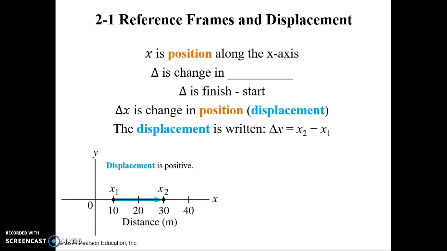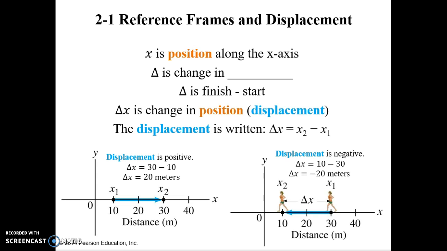Below is an example of a positive displacement. According to the equation, x sub 2 minus x sub 1, the displacement equals 20 meters. The next example shows a woman running, or more like power walking, in the negative direction. This time, when you use the displacement equation, you get a negative 20 meters. An important concept to remember here is that the direction of the displacement is represented by either the positive or negative sign in front of your answer.